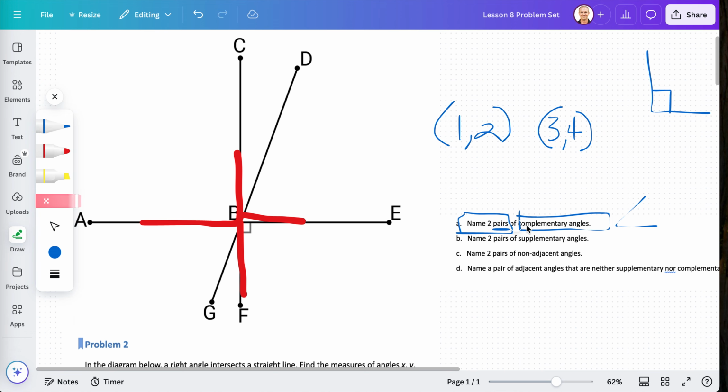We need a pair of complementary angles, and we need two pairs. Well, I think, yeah, FBE is one, CBE, and then this side out as well, this angle and this angle. Don't get confused by this line segment here. That's just there to confuse you.